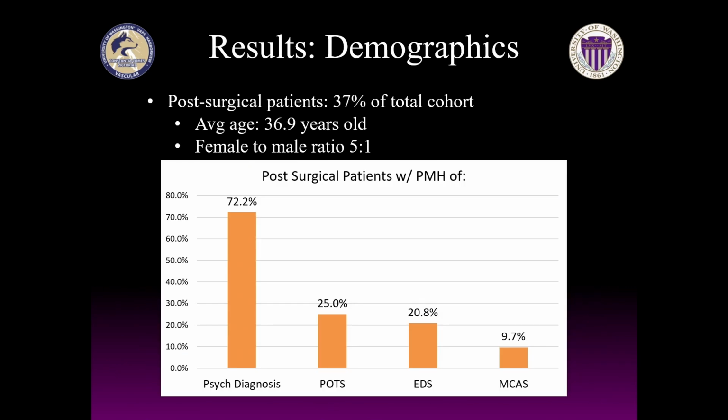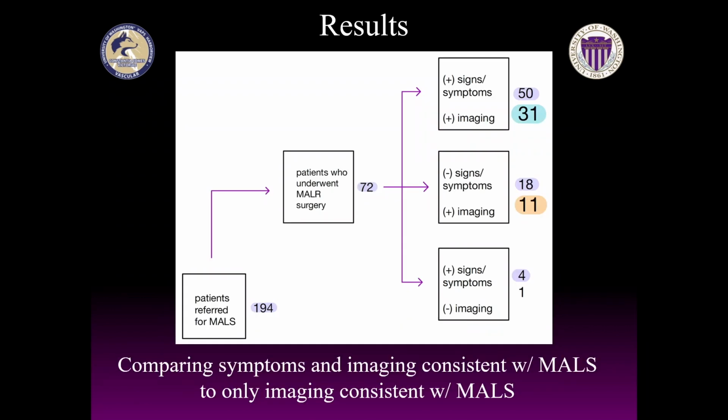Now onto our results. 37% of the patients referred for MALS received surgery at the time of analysis. Of these, the average age was 37, and we observed a 5-to-1 female to male predominance, which reflects a similar ratio to that found in the literature of 4-to-1. Interestingly, 72% of these patients carried a psychiatric diagnosis on their medical record. 25% were diagnosed with POTS, 20% with Ehlers-Danlos syndrome, and 10% with mast cell activation syndrome.